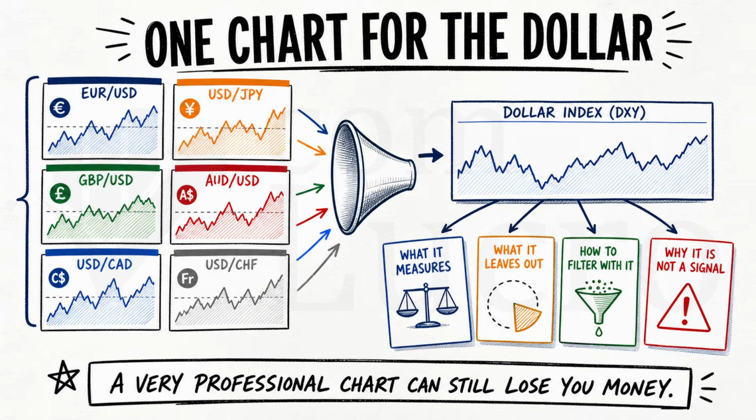So today's question is a simple one. Is there a single chart that just tells you what the dollar is doing? There is. It's called the dollar index. And by the end of this video, you'll know exactly what it measures, what it quietly leaves out, how to use it as a filter before you pick a pair, and why using it as a trade signal is one of the fastest ways to lose money, with a very professional-looking chart on your screen.